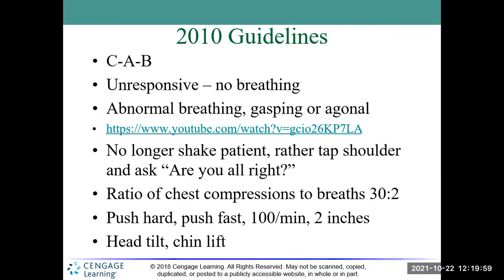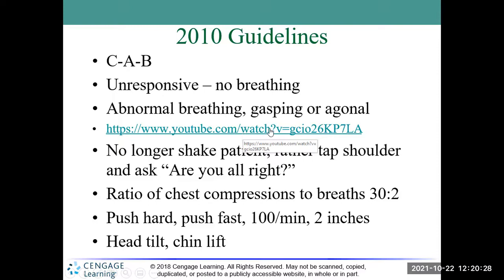And then now the ratio of chest compression to breaths is 30-2. So the motto is push hard, push fast. And it's a rate of 100 times per minute and with a depth of 2 inches. It used to be 1.5 inches to 2 inches, and now it's 2 inches. Now we also use head tilt chin lift to open the airway, and you'll learn all of that in CPR class, but it's just to kind of get you started thinking along that line.